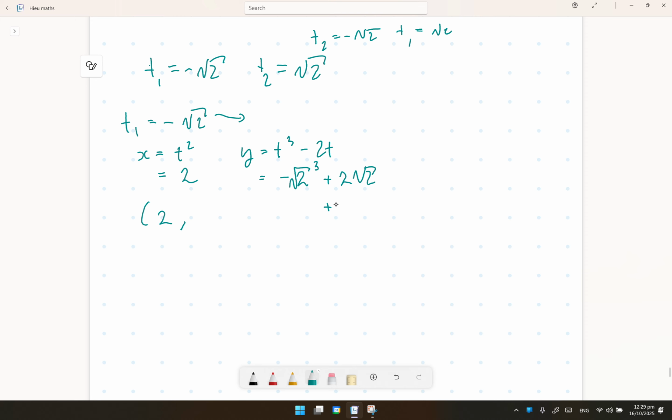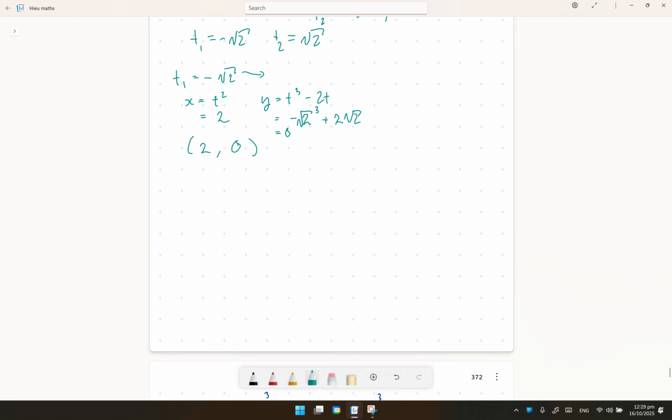You can think of this as root 2 squared times root 2, right? Because root 2 squared is 2. This is actually just the same thing as root 2 cubed. So we have minus root 2 cubed plus root 2 cubed, which gives us 0. So it's the point 2, 0.